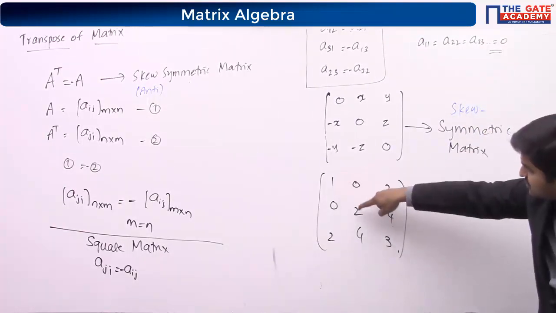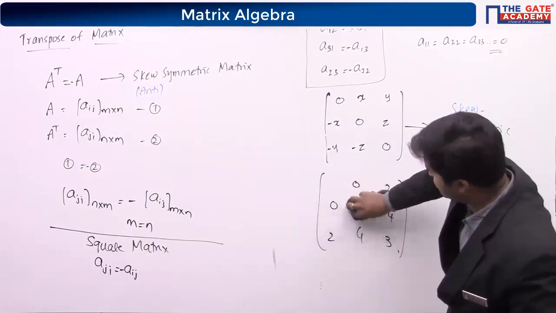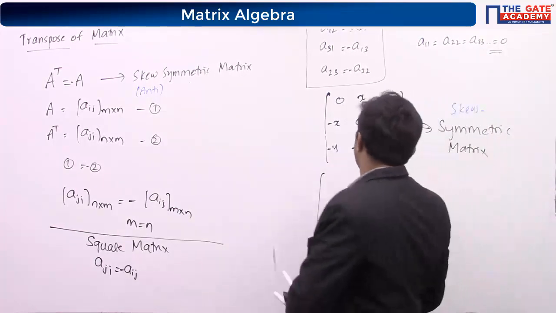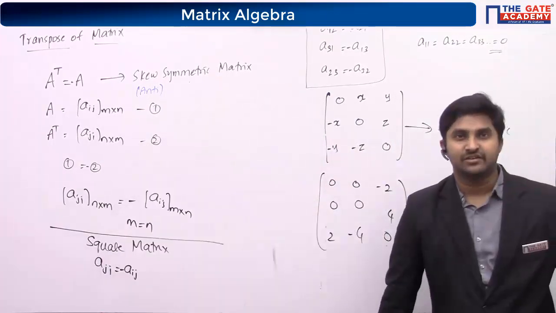Now when it comes to this one, I can erase these principal diagonal elements and replace them with zeros. I'm sorry. Is this clear?